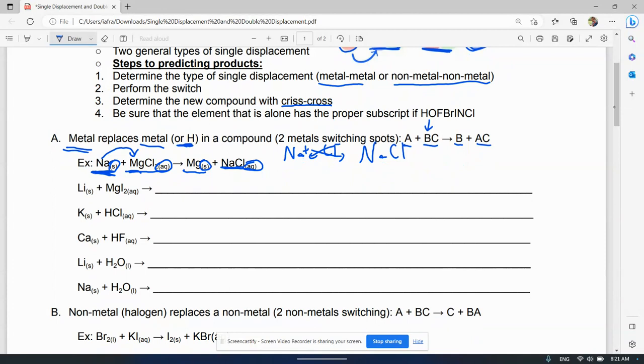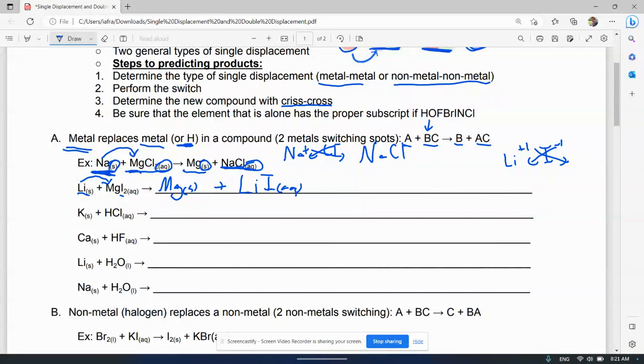So here we have lithium. It's a metal. It's going to kick the metal out over here. So that means that magnesium will now be alone. It's a metal, so it's solid. Plus the compound that forms between lithium and iodine. Lithium is +1. Iodine is -1. Crisscross, and you get LiI, sorry, lithium iodide.